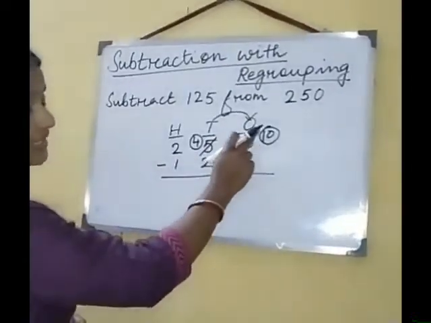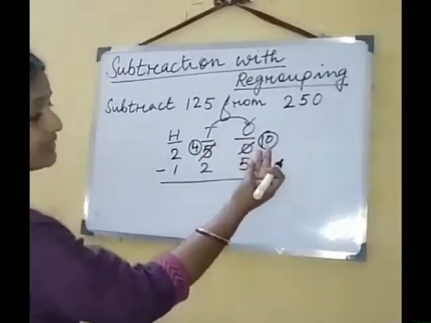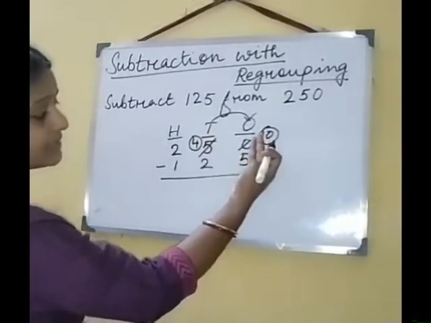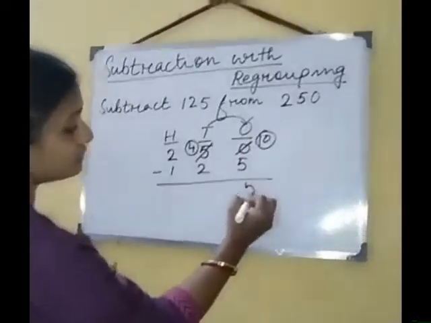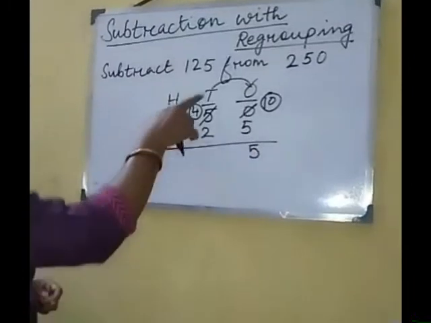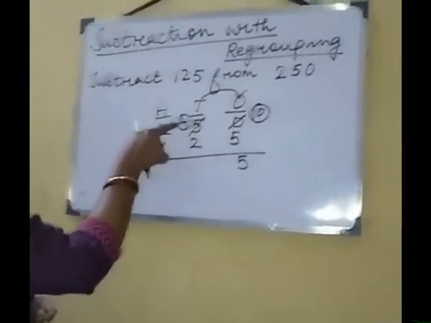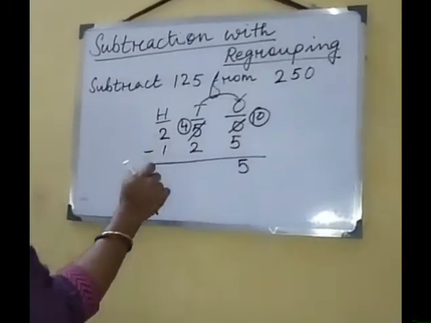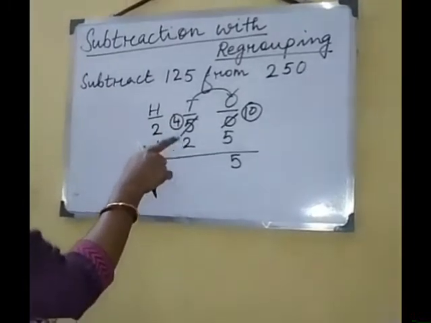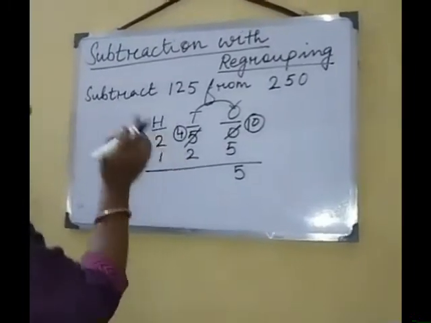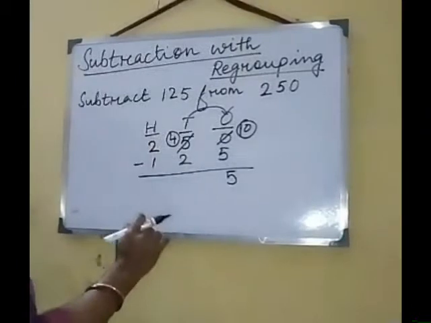5, after 10 will come, we will stop. 5, 6, 7, 8, 9, 10. 10 has come in the 5 place. So we will write here 5. Now we will go to the tens place. Here 4 above and down 2. 4 is bigger than 2. So we will subtract now 2 from 4.